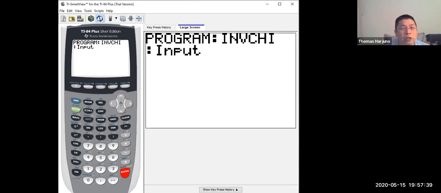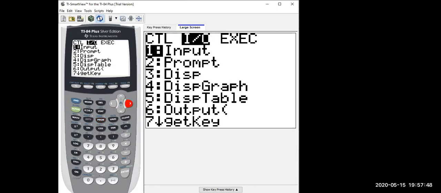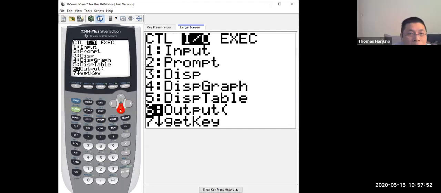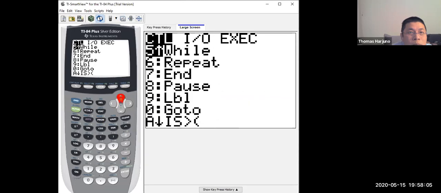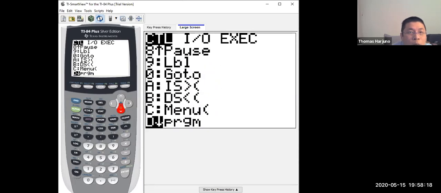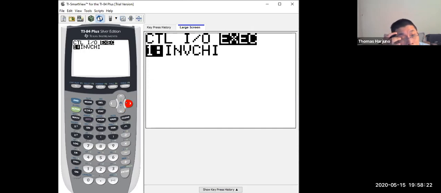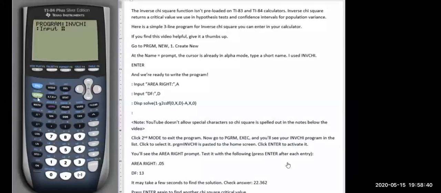Let me do that input again so that you see what we have in that input. In the I/O, you get input. That's what you need from there. And for the control, you have if, then, else, repeat, while, and so on. Go to menu, program, and then the execute. That's the program. So that's the input. Let's continue the video. The time is very strict, so I may not let you finish this, but at least I show you how to do that. Yeah, I think it's really helpful.